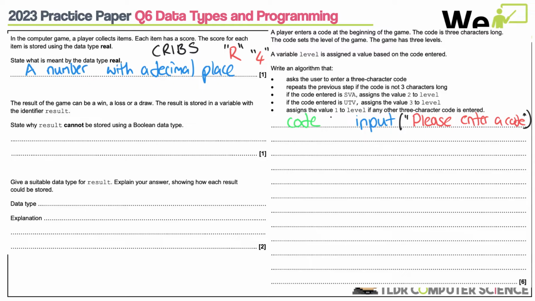Equals, right? Because I basically want to assign this to this value, code. So they're going to type it in, and then I'm storing it in code, right? Repeat the previous step if the code is not 3 characters long. Well, I've made myself a bit of a boo-boo now, haven't I?